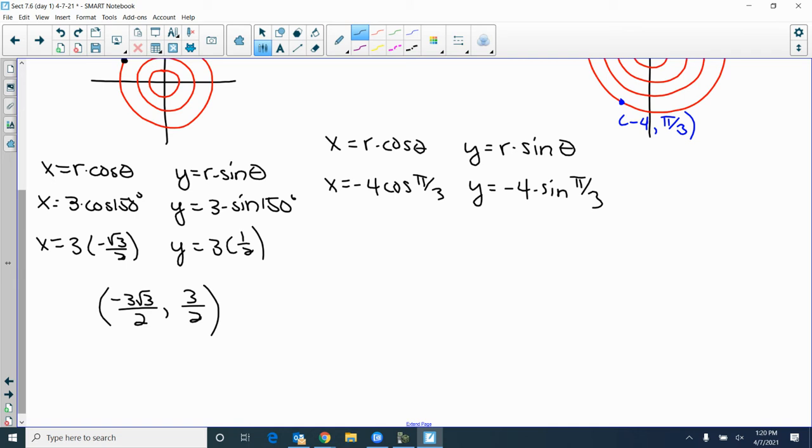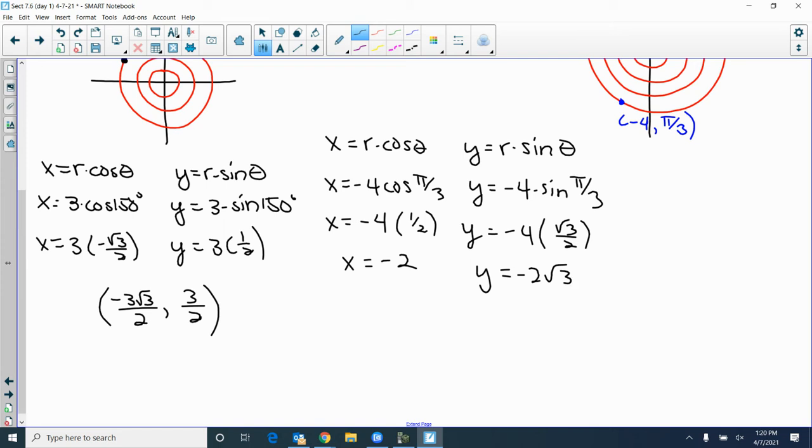Okay, and cosine of pi over 3, that's cosine of 60 degrees, which is going to be positive 1/2. So negative 4 times positive 1/2 will give me negative 2. And then y equals negative 4 times square root of 3 over 2, which simplifies to negative 2 square root of 3. So my point is negative 2, negative 2 square root of 3. It needs to make sense that both of them are negative because, like we said, that point is in quadrant 3, so that has to match up.